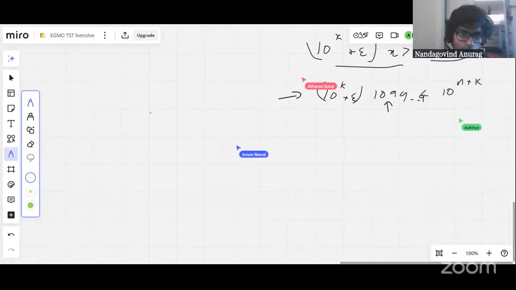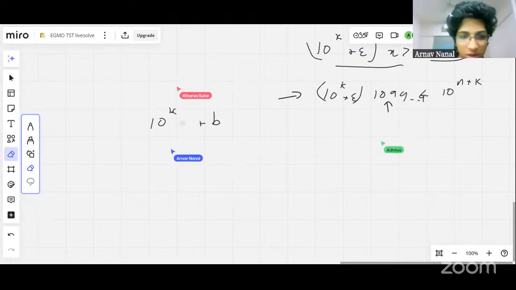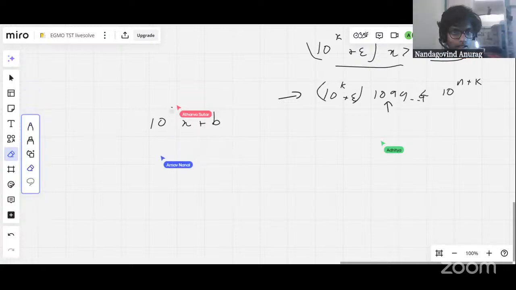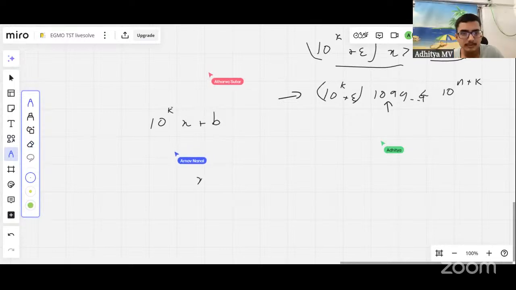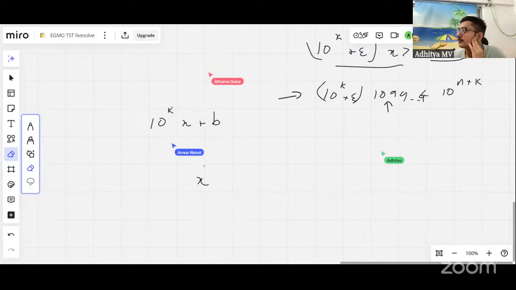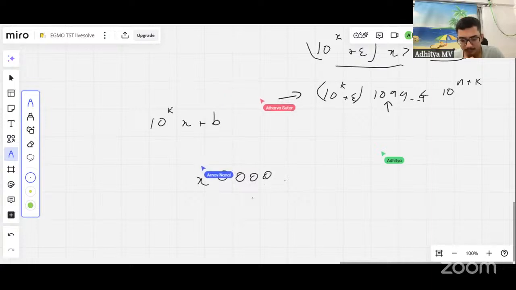So now you have that it's numbers of the form 10 power k times n plus b. So now, like, we just need to show b cannot be greater than or equal to 10 power k. And we know b is at least 0. B is positive, like non-negative. And so like this is just x, 0 0 0 0, right? And then you just have plus b.